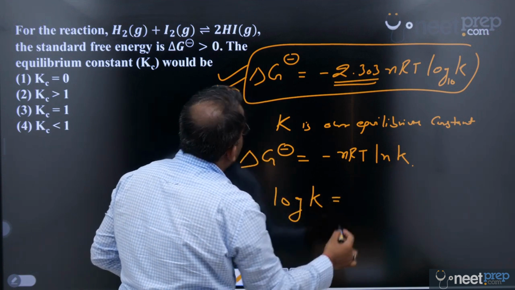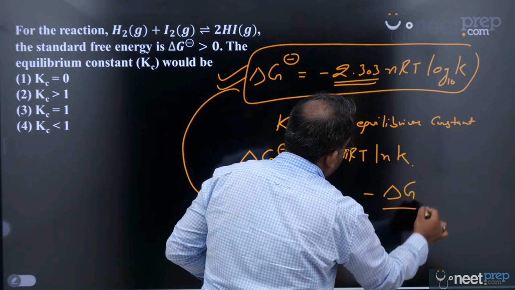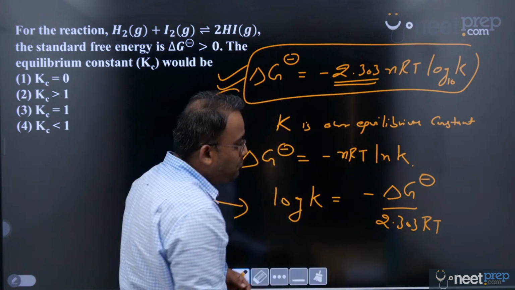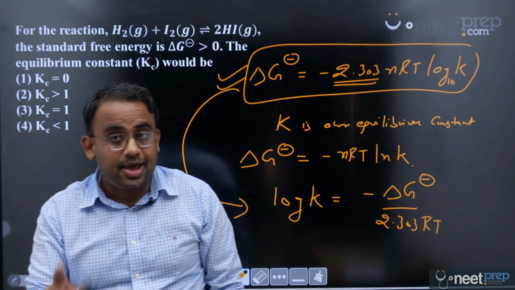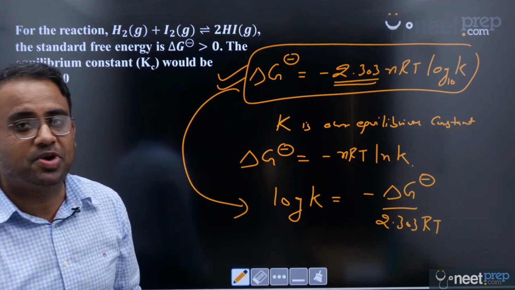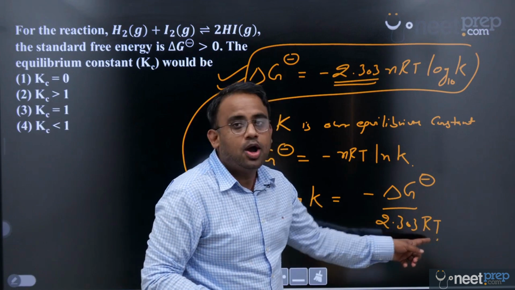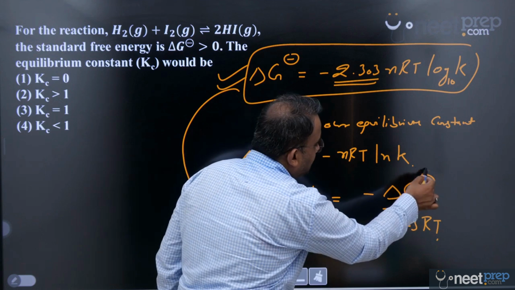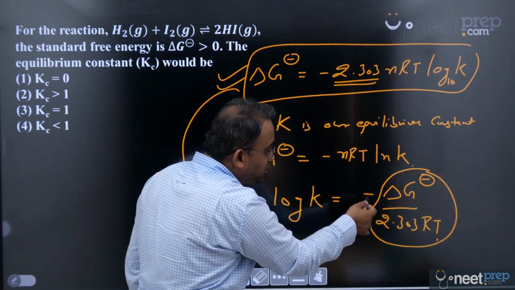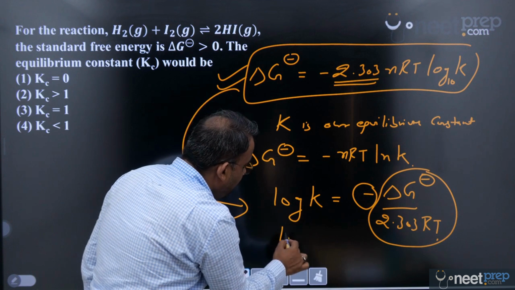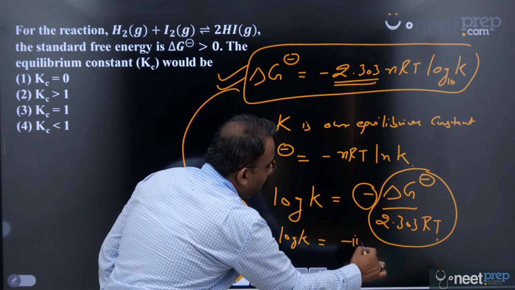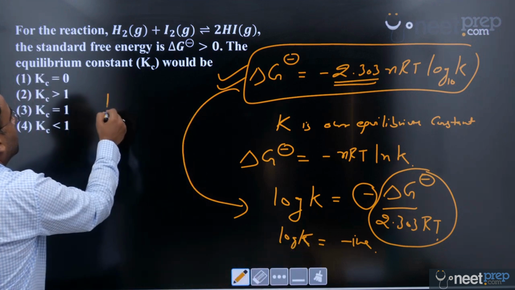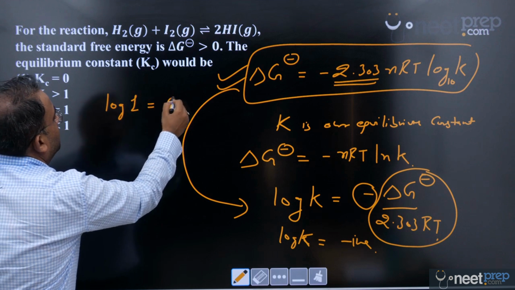If this value is greater than 0, which means positive, now using this equation I can say that log K will be minus delta G naught upon 2.303 RT. Now the temperature used in this equation is in Kelvin, an absolute temperature, so it won't take any negative value. R is also a constant and takes a positive value. So if delta G naught is positive, this term will be positive, but by virtue of the negative sign, log K will be negative.